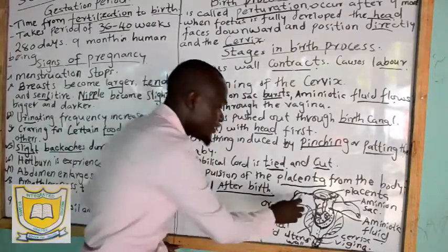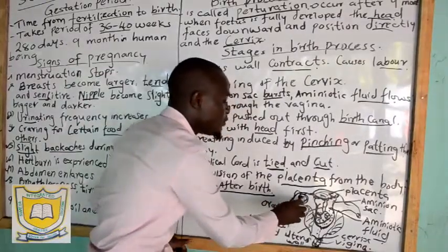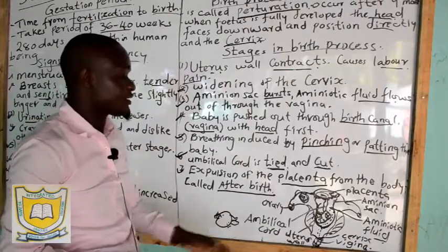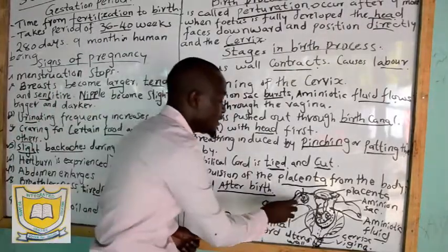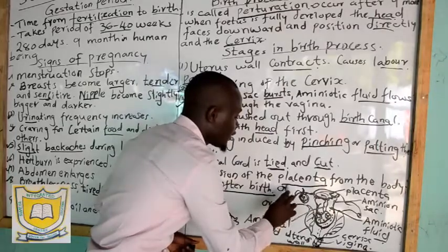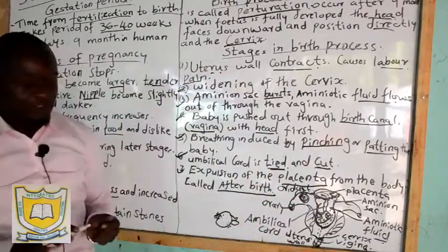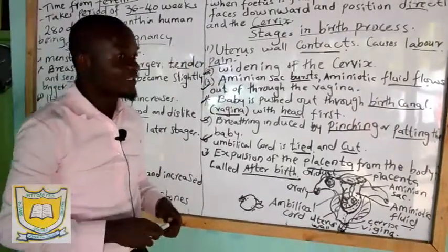The other thing that is commonly asked is, where does fertilization take place? Here is where fertilization takes place, which is called the oviduct. This is the oviduct. That is where fertilization takes place.